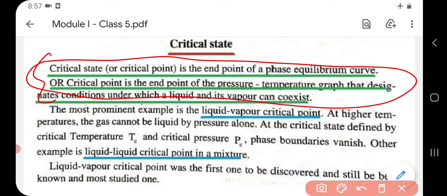Another one is the liquid critical point in a mixture, and the third one is the liquid vapor critical point. So here you have to study the two definitions for critical state or critical point and examples, that is liquid vapor critical point, liquid critical point, and liquid vapor critical point. Okay.